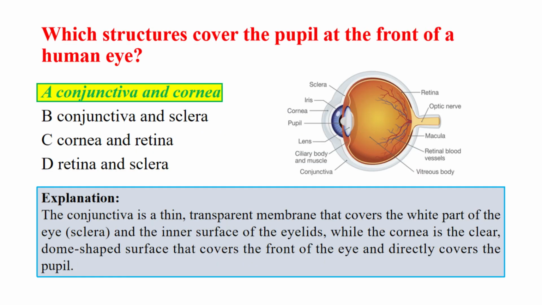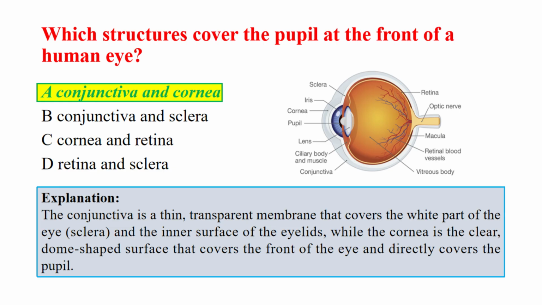The next question is: which structures cover the pupil at the front of a human eye? Is it A. Conjunctiva and cornea? B. Conjunctiva and sclera? C. Cornea and retina, or D. Retina and sclera? The correct answer is A. Conjunctiva and cornea. Let's break it down.